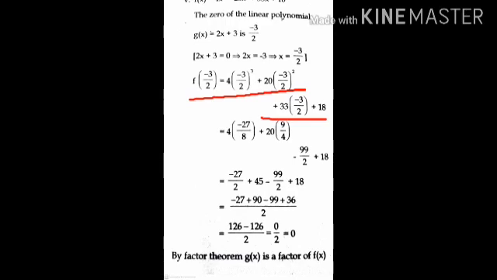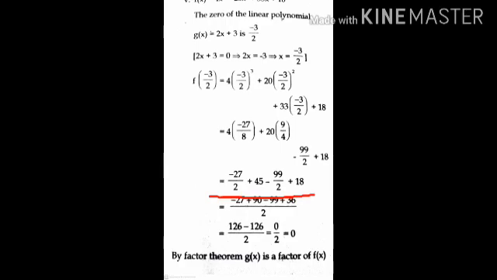That is equal to 4 into (minus 3 by 2) whole cube, which means minus 27 by 8, plus 20 into (minus 3 by 2) whole square, which means 9 by 4, minus 33 threes are 99 by 2 plus 18. Here we cancel: 4 ones are 4, 2 twos are 4, that is minus 27 by 2 plus 4 ones are 4, 5 fives are 5, 9s are 45, minus 99 by 2 plus 18.